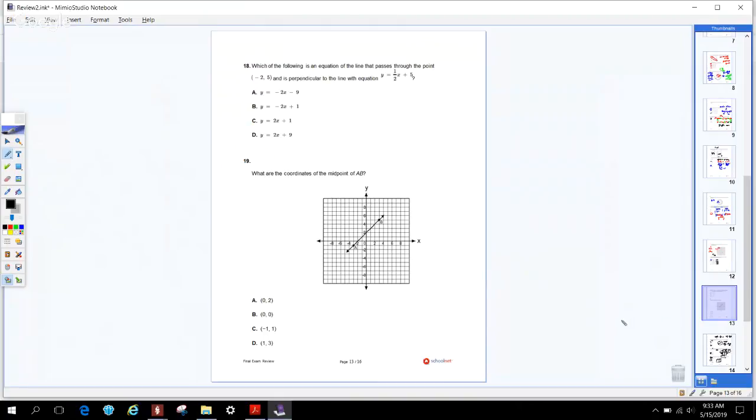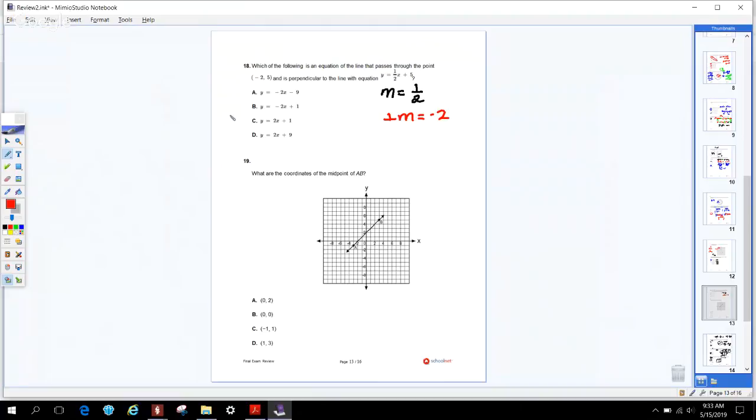Next, you'll definitely see at least one question on number 18, so I would make sure you know how to do it. 18 wants us this time to find the perpendicular. We know our original slope is 1/2. So what would my perpendicular slope end up being? What's my perpendicular slope? Thank you.